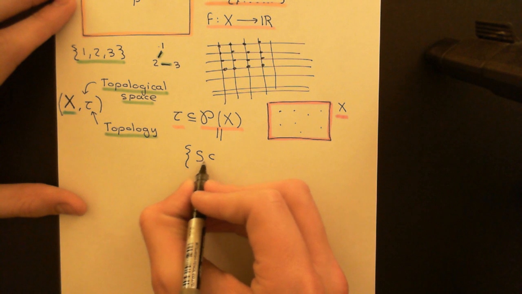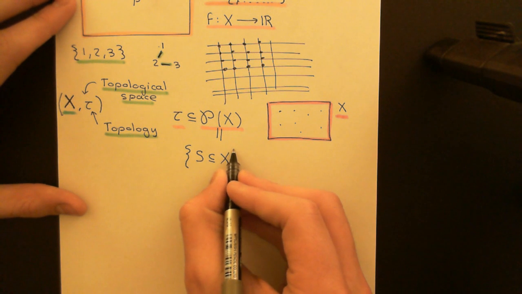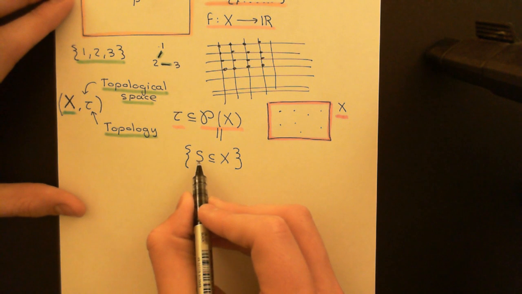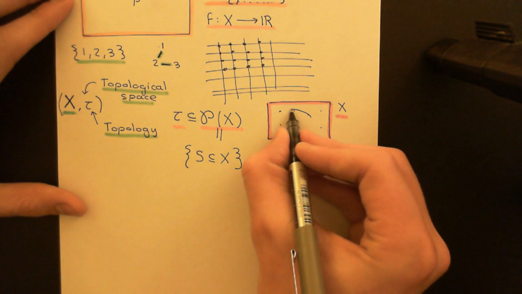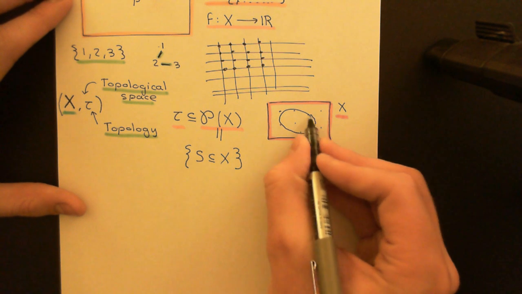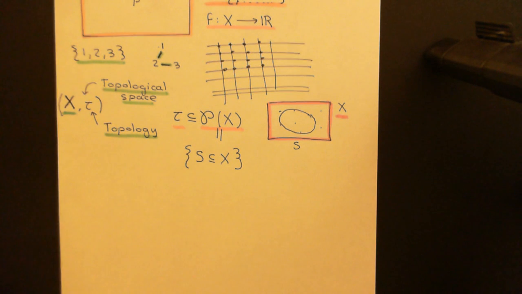So it's all capital S, where S is a subset of capital X. Okay, like so. So these S's are just subsets of capital X. So marking it on my picture here, this sub-collection of the points of the set X could be my subset capital S.